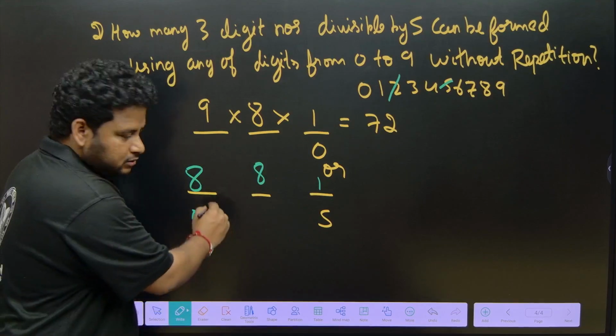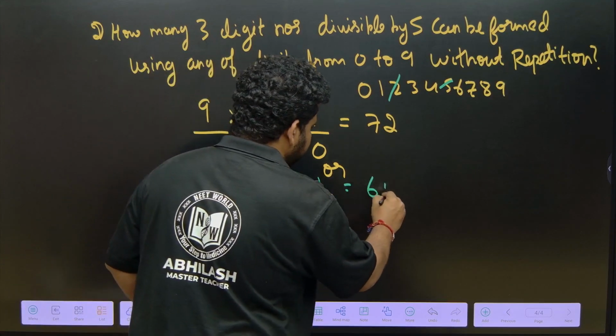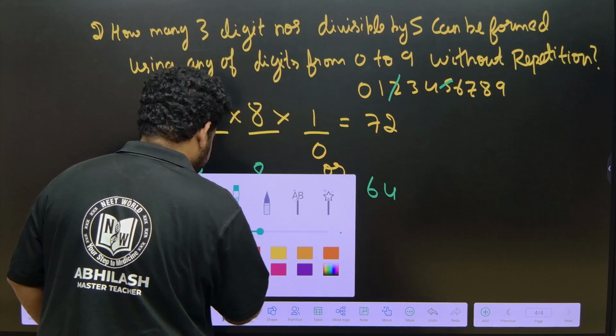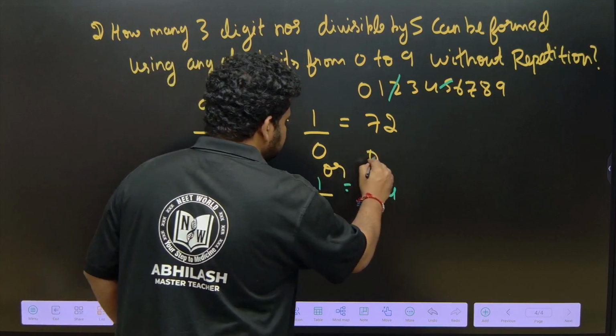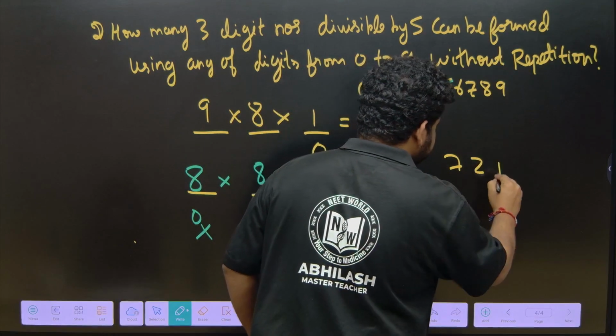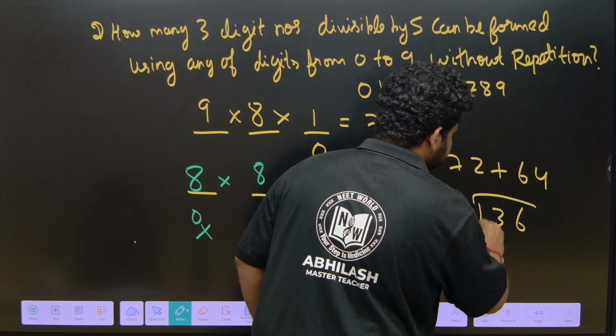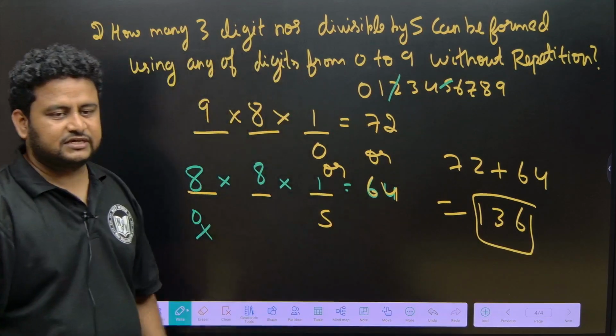Understood? 8 into 1, so this will become 64. And what did you tell? It is OR. OR means 72 plus 64. So that is 136. The answer is 136.